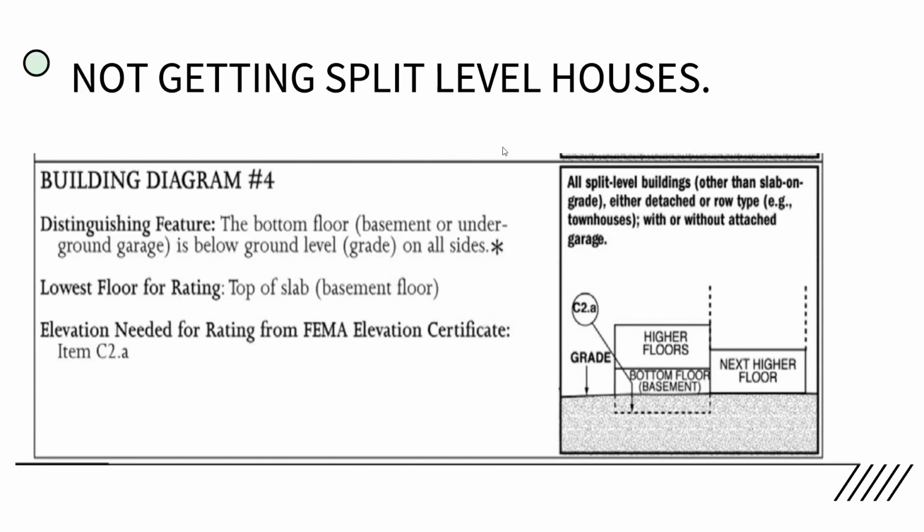Okay, not getting split level houses. This is huge. People are always going out here and trying to do an elevation certificate quick, fast, and in a hurry. They're not paying attention to what type of building they're getting the information on, and so they're missing split level houses. Slow down, take your time, understand what you're doing, and get the correct information. It will keep you from having to go back over and over again.